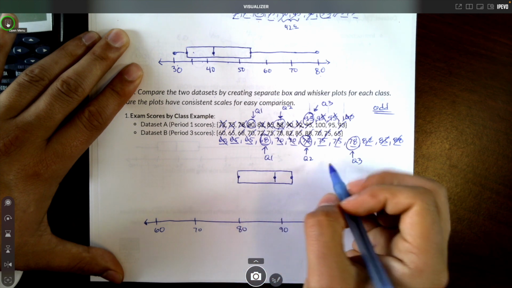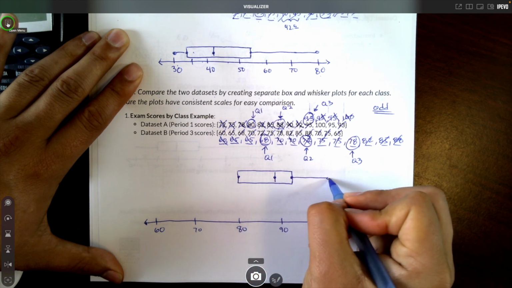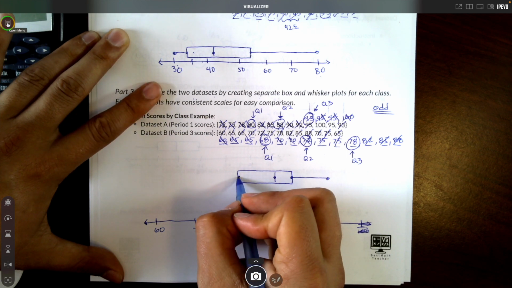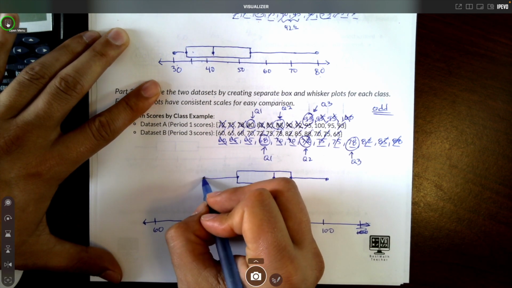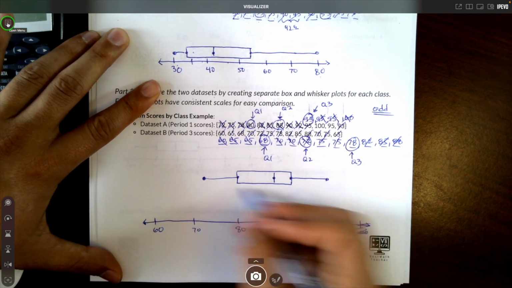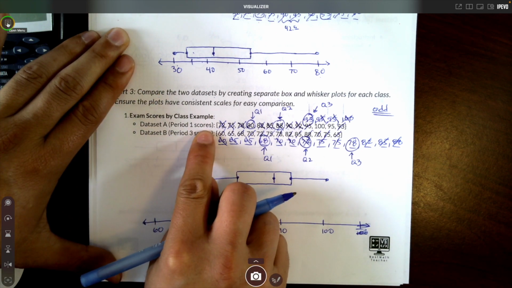Then I'm going to draw my whiskers. So it goes all the way to 100. And this one only goes up to 72. That's the lowest score for this class. So this is class period 1. Okay, those are the scores for period 1.